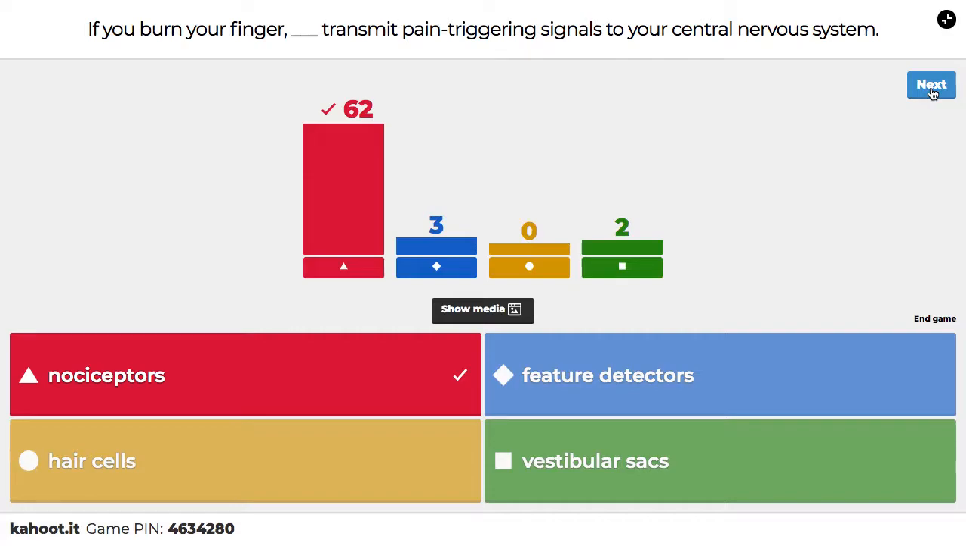Nociceptors are going to be our pain receptors. Feature detectors are the brain cells that help pick up shapes and angles. And then the hair cells don't get picked. Vestibular has to do with the vestibular sense.